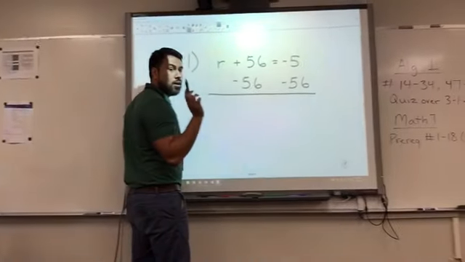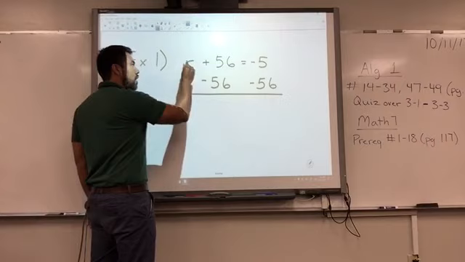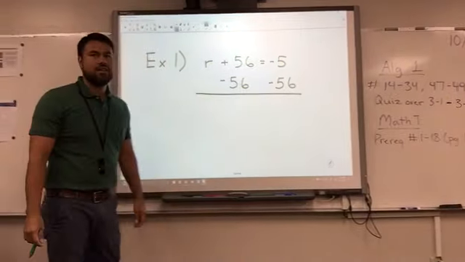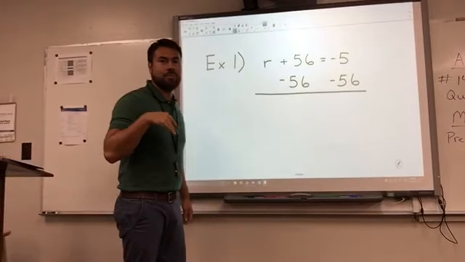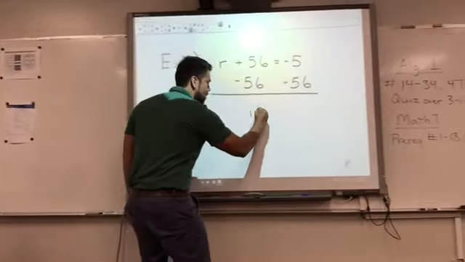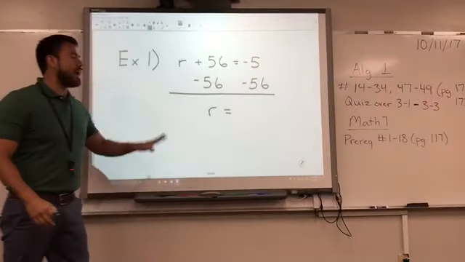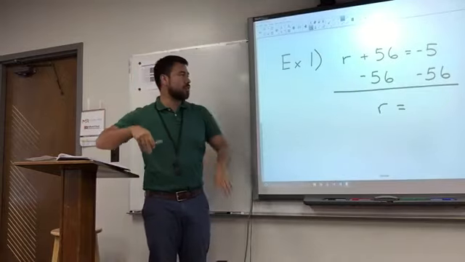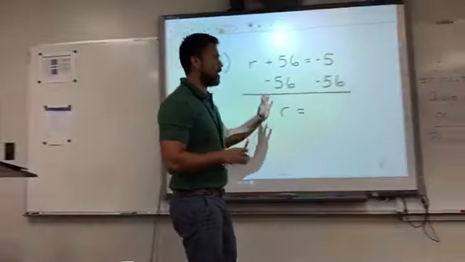Okay, does anyone know, listen to the question carefully, what r plus 56 minus 56 is? Yes, ma'am? Bella? R. Equals r, that's nice. So right now, r is by itself. That is a main goal of algebra: get the variable by itself. But this is where it gets tough.